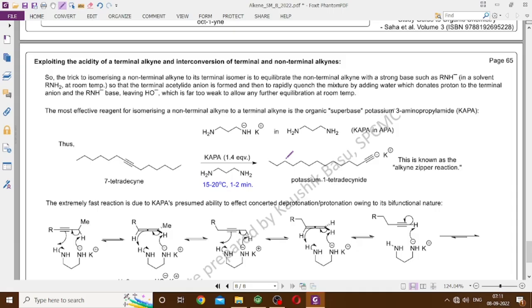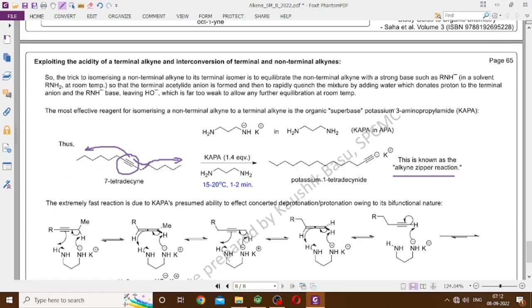And this reaction is known as the alkyne zipper reaction. Just as you draw the zipper of your bag to close down the pouch or sachet or something like that, you are basically zipping this carbon-carbon triple bond from that side to that side, or maybe from that side to that side, because in both directions this carbon-carbon triple bond can actually migrate.